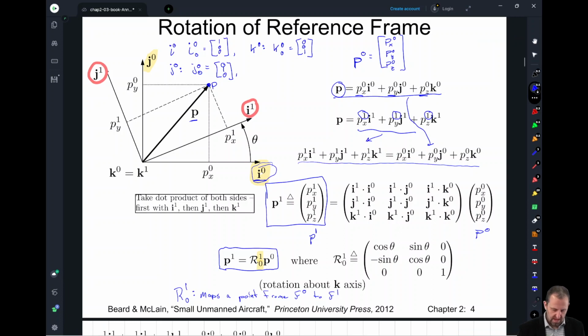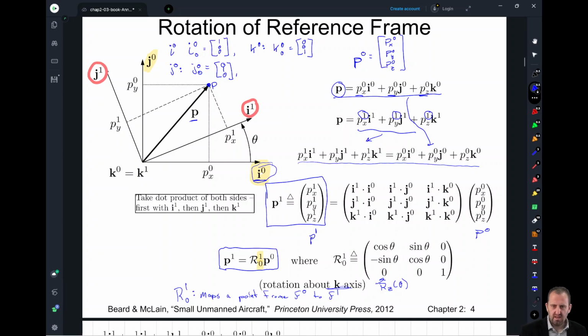Okay. And if we were to do it just about the k-axis, this is what we called last time R Z of theta. So we have our elementary rotation matrix. Excellent.